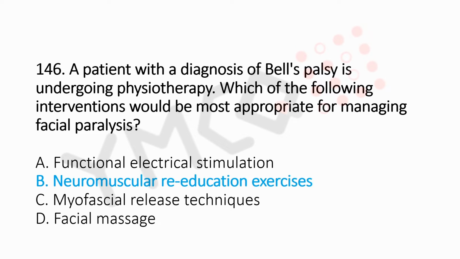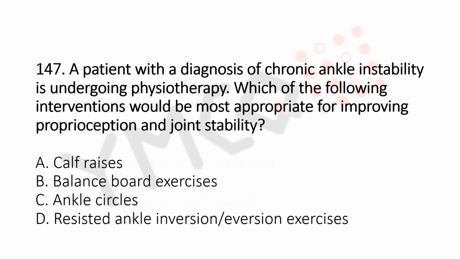Now let's move to question number 147. A patient with a diagnosis of chronic ankle instability is undergoing physiotherapy. Which of the following interventions would be the most appropriate for improving proprioception and joint stability? Option A, calf raise. Option B, balance board exercises. Option C, ankle circle. Option D, resisted ankle inversion and eversion exercises. And the answer is Option B, balance board exercises.